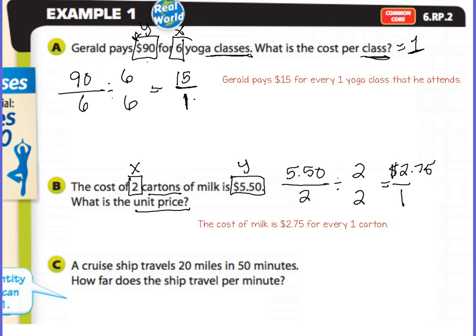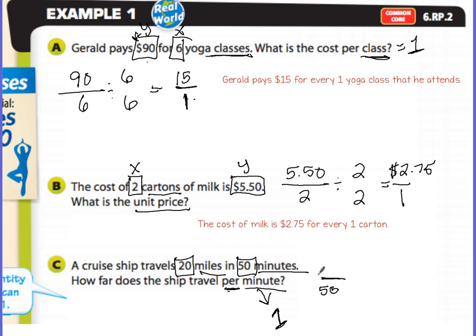Right, so now this one we're actually talking about traveling. So we have a cruise ship and it travels 20 miles in 50 minutes. How far does the ship travel per minute? It's really important to note, because if I want to know per minute, that means I want to get my minutes down to 1, because minute is singular and it means 1. So that tells me that I do want my minutes on bottom.